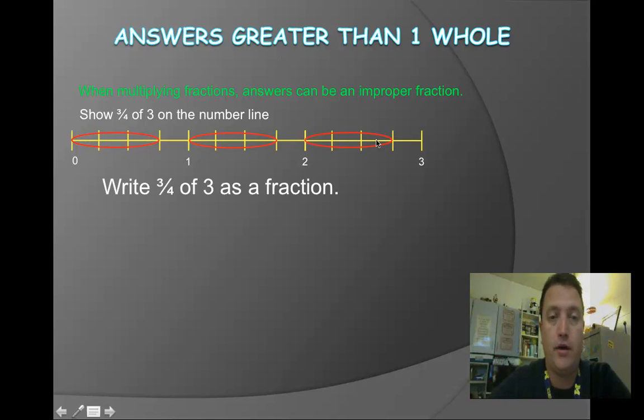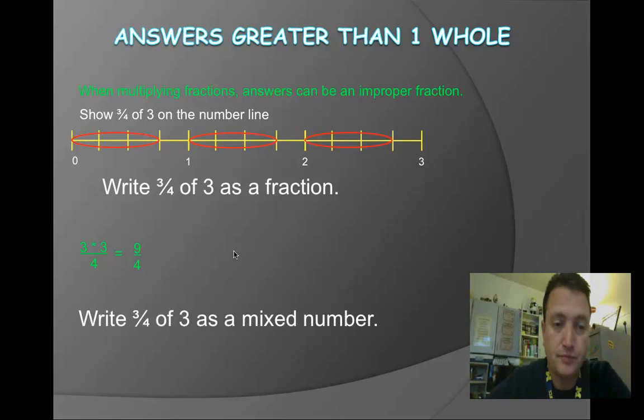Okay, so if I want to write 3/4 of 3 as a fraction, I'm going to end up multiplying to figure that out. 3 times 3/4. Okay, and I'm going to set it up just like we talked about before. Whole number times the numerator over the denominator. 3 times 3 over 4 equals 9/4.